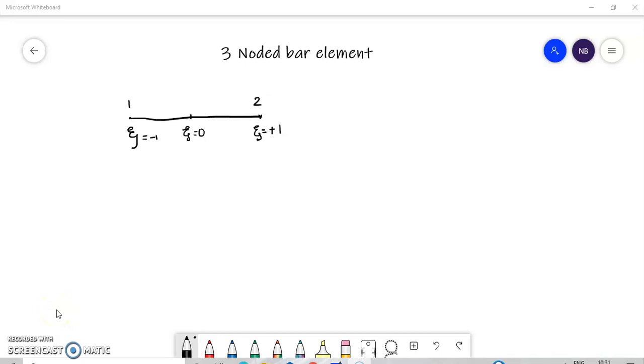In this class, we are going to learn about the three-noded bar element. In one of the previous lectures, we learned about the two-noded element, which looked like this. So we had two nodes, 1 and 2. At the extreme left, the zeta coordinate was -1, at the center zeta was 0, and at the extreme right, the coordinate was zeta equals +1.